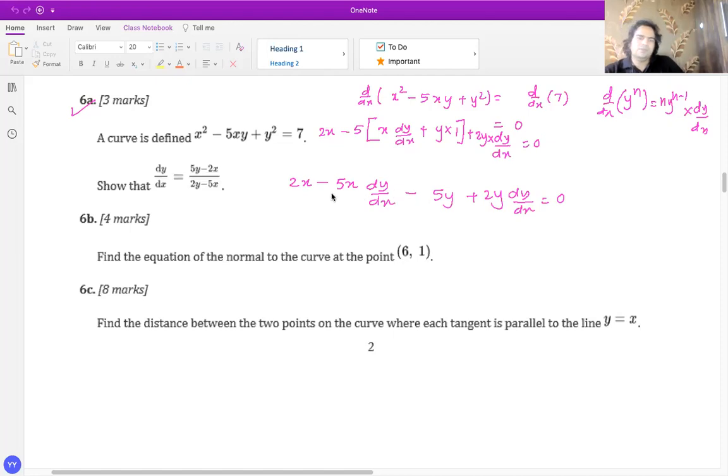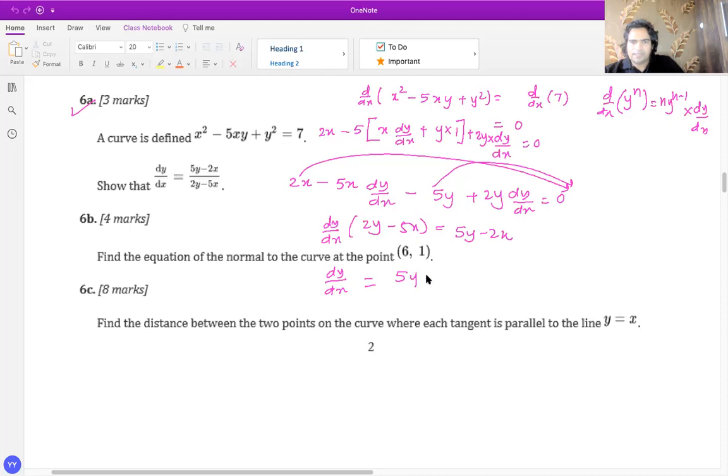Our next step is to collect the dy by dx terms one side and non-dy by dx terms other side. So take 2x and 5y other side, and then take dy by dx common. So dy by dx, if I take common, I get (2y minus 5x) equals 5y minus 2x. Because this goes to the other side, it becomes negative 2x, other side 5y. So your dy by dx will be (5y minus 2x) over (2y minus 5x). That's what we wanted to prove.